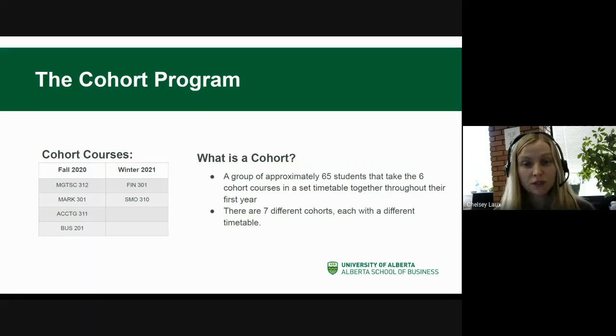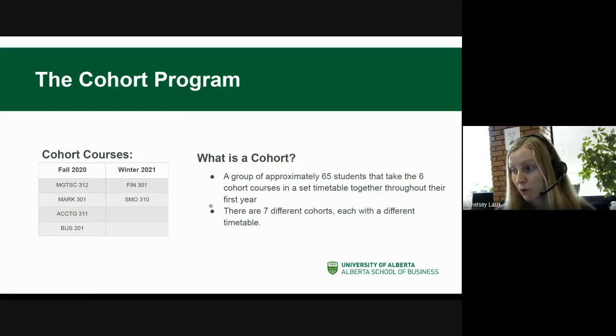So the courses you're going to take in your cohort timetable, if you're a cohort student, are the 4 listed for fall: management science, marketing, accounting, and biz. And the 2 courses listed for winter, finance and SMO. If you're an international student, you can also take Biz 202 instead of Biz 201 if you wish. You would just slot that into your cohort schedule, no problem.